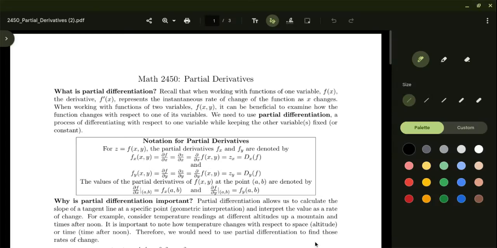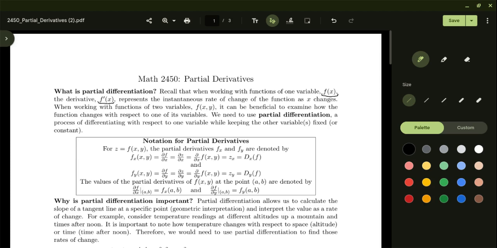Hi everyone! In this video we're going to talk about derivatives of two variable functions, and those derivatives are actually called partial derivatives. If you think about how we have worked with functions of one variable, like f of x, when we find the derivative, we usually represent that with the notation f prime of x. And that derivative is representing the instantaneous rate of change of our function f as x changes.